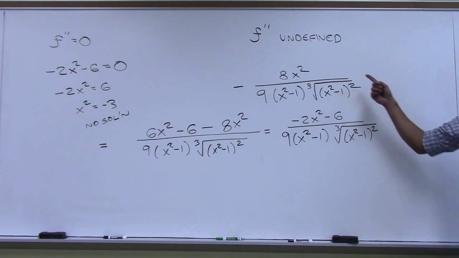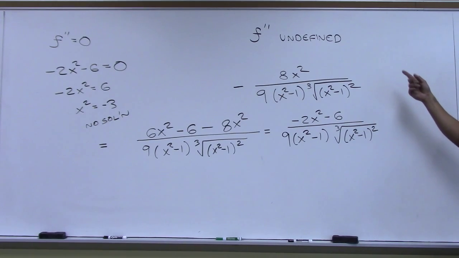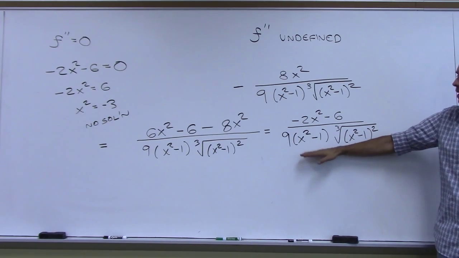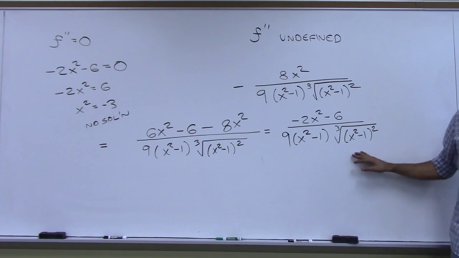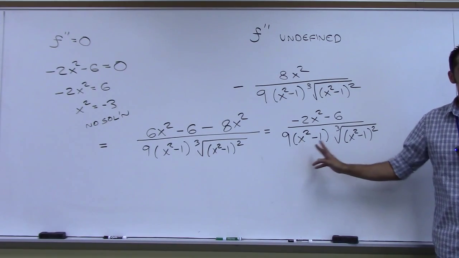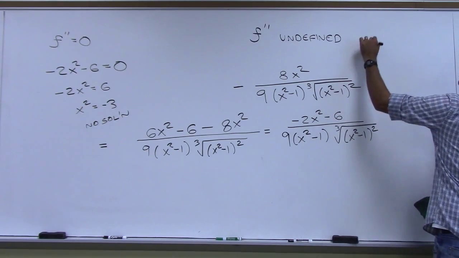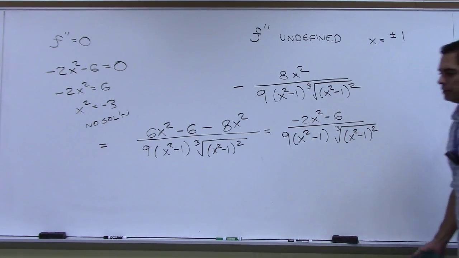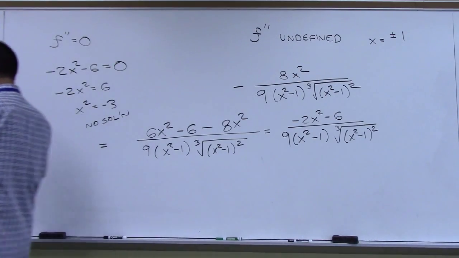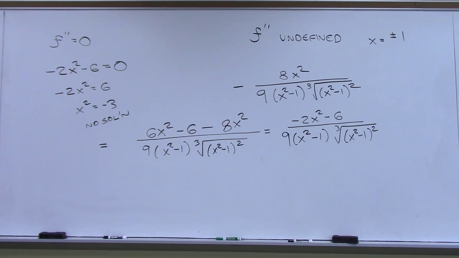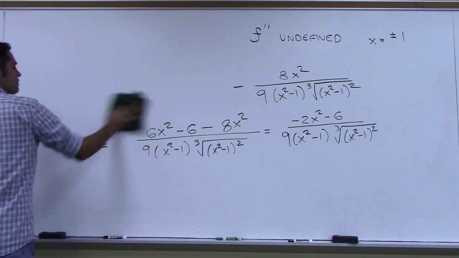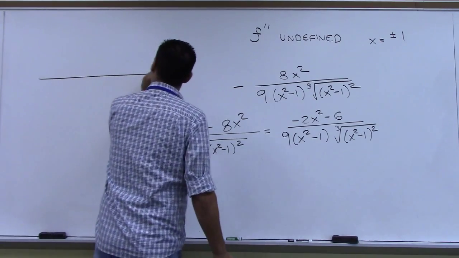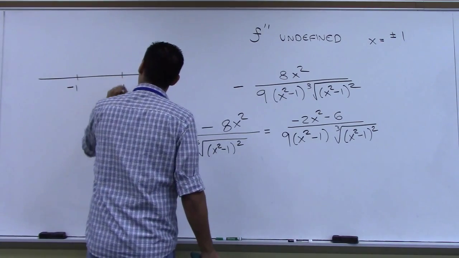But is it ever undefined? Yes. Second derivative, look down here. What's going to make this bottom get messed up? Same thing from last time, 1 and negative 1, right? We'll mess that up. So x is 1 and negative 1. All right, so number line. I only have 2 critical numbers, don't I? Okay. So critical numbers are negative 1 and positive 1.